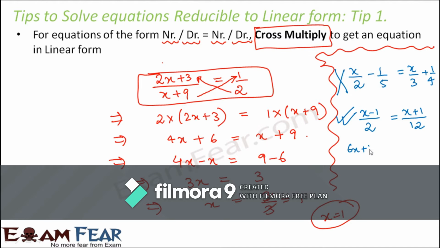Again, let's take one more example: 6x plus 1 divided by 3, plus 5, is equal to x minus 9 by 2. In this case, on the right hand side, it is in the form of numerator by denominator. But on the left hand side, it is not in that form. Here you have numerator by denominator plus a number. So therefore, here also overall the rule will not be applicable. With these examples, what I am trying to tell you is where exactly you can apply this concept of cross multiplication to solve the equation.